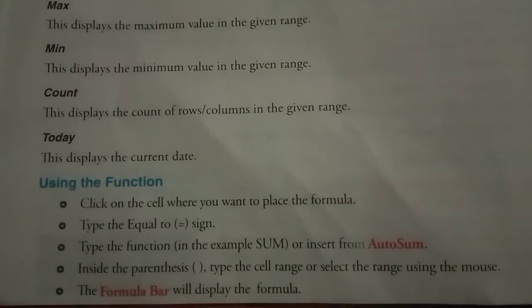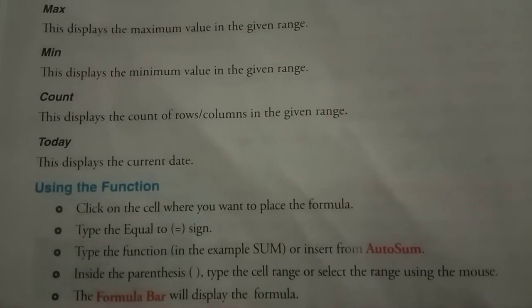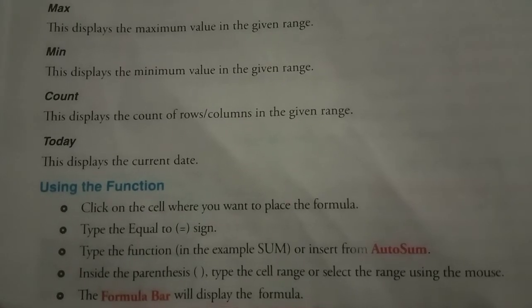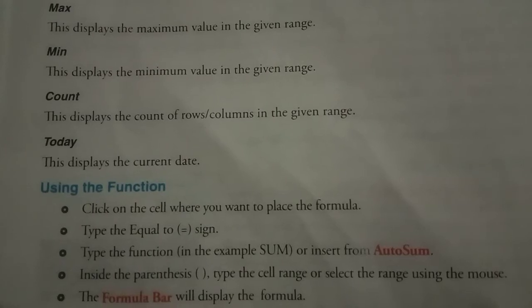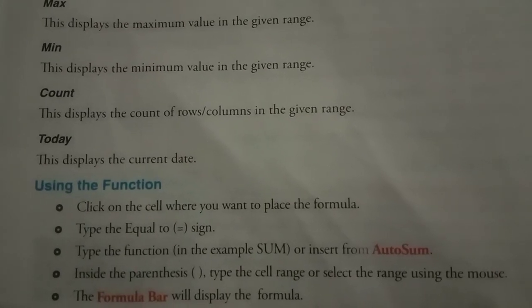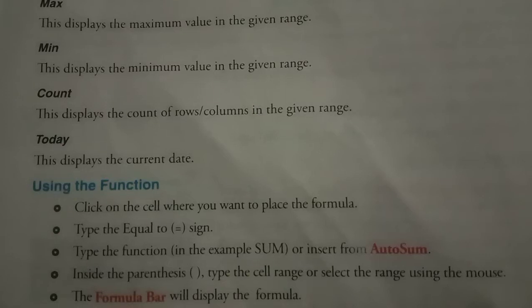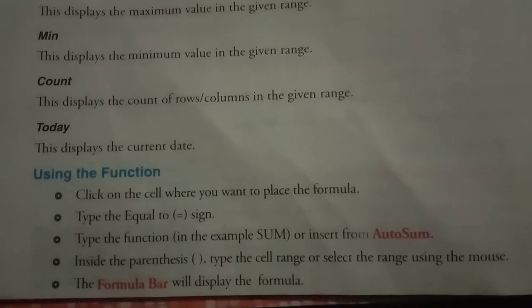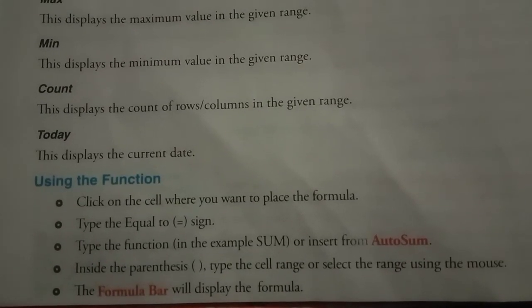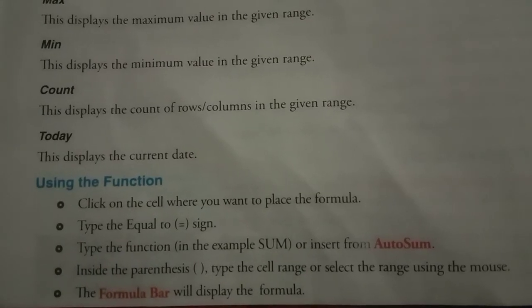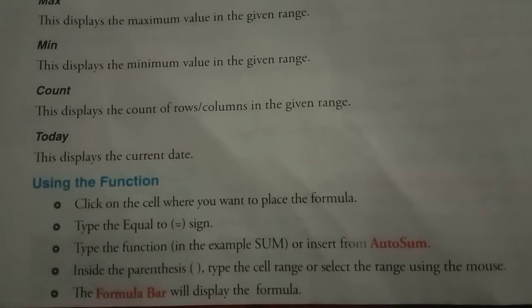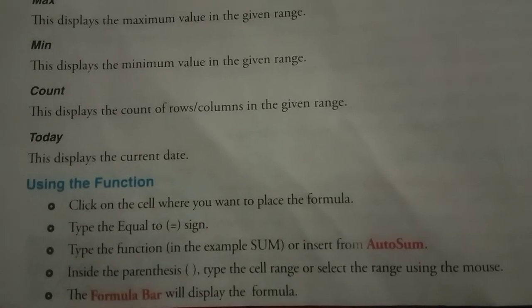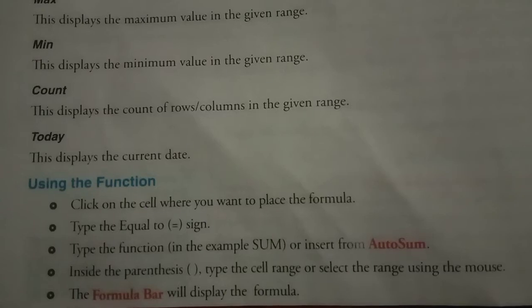Click on the cell where you want to place the formula. What you have to do? First of all, you have to click wherever you want the formula to be written. Then, all of you know that before writing a formula, what do we have to write? Equal sign. Type the equal sign. Then type the function. For example, sum: we have to write equal, then sum.